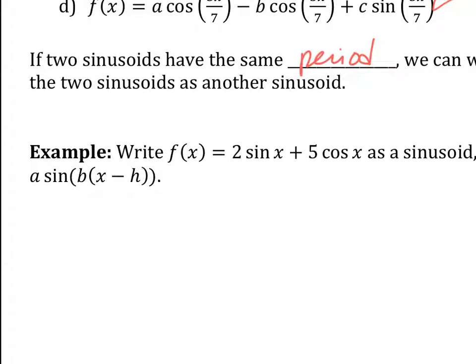So, for example, this one: 2 sine x plus cosine x. Well, that has the same period, so we know it's going to look like a sine or look like a cosine. We're going to write it as a sine. Okay, so let's go ahead and try that. Put that in decimals. And we're going to try to write a sine equation based on what we see.